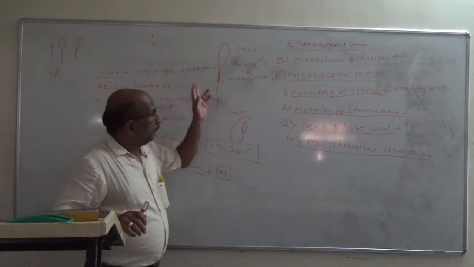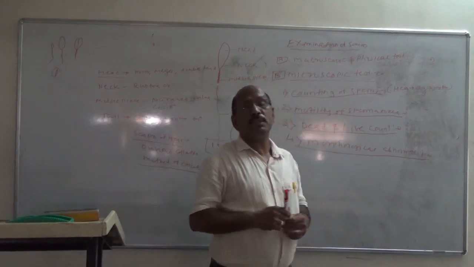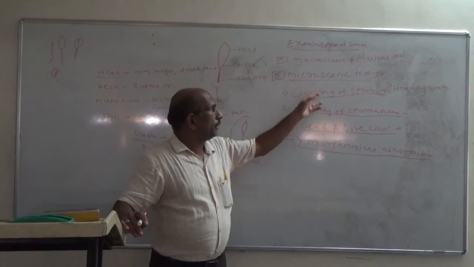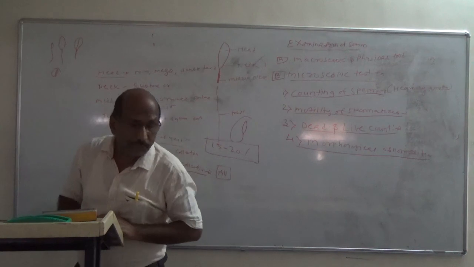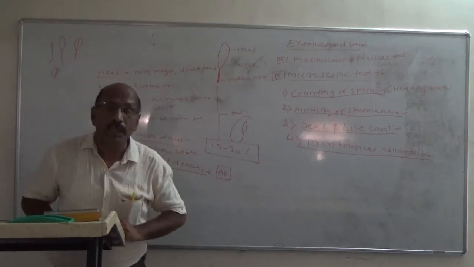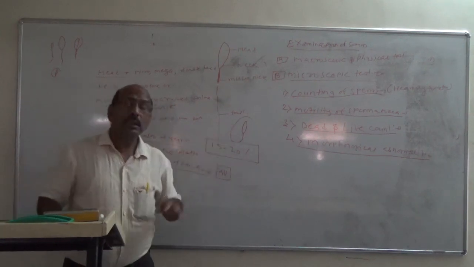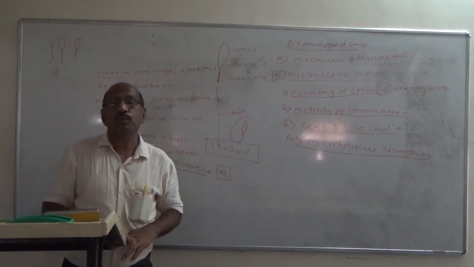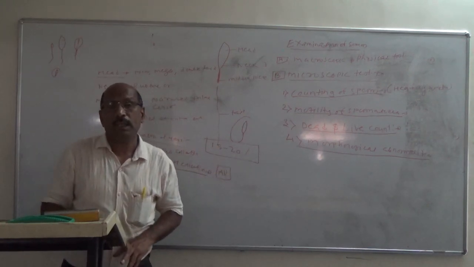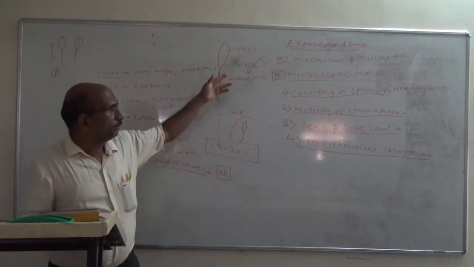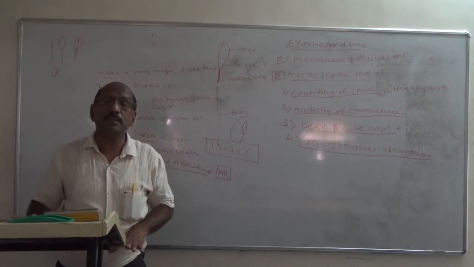So these are the microscopic examinations of semen. First is the counting of sperms. Second, motility of spermatozoa. Third, dead and live counts. And fourth, morphological abnormalities.